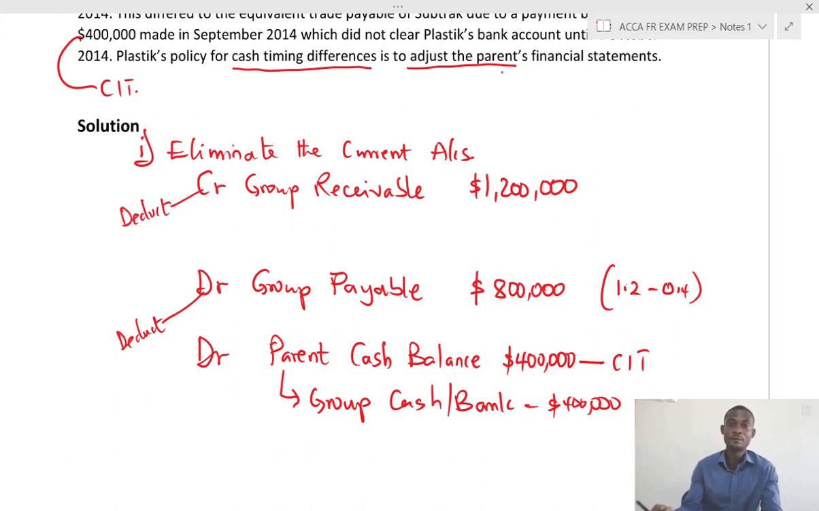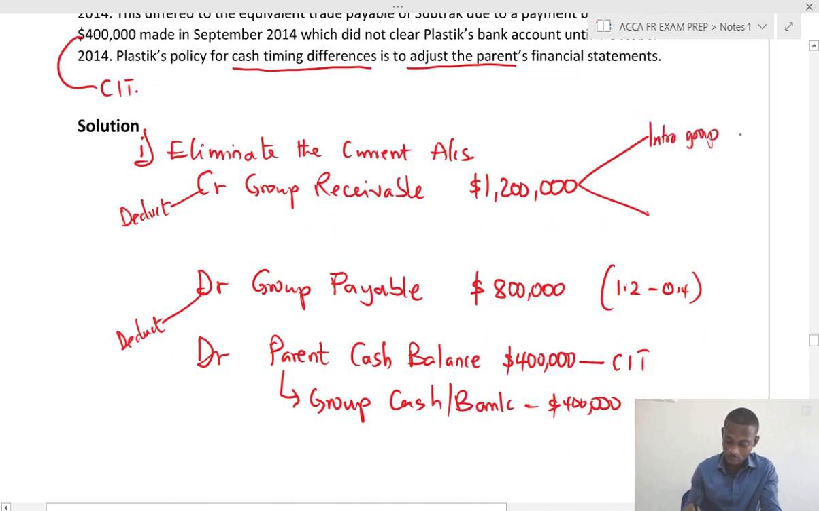So this is how we adjust the current account where the difference between the two balances, which is the receivable and payable, is due to cash in transit. So we will debit the payable to remove it, and we'll credit the receivable, and then we would add to the cash balance of the group. Sometimes this can be split into the intra-group, which is 800, and then cash in transit 400. It gives you the same 1,200 or 1.2 million. Gives you the same figure.